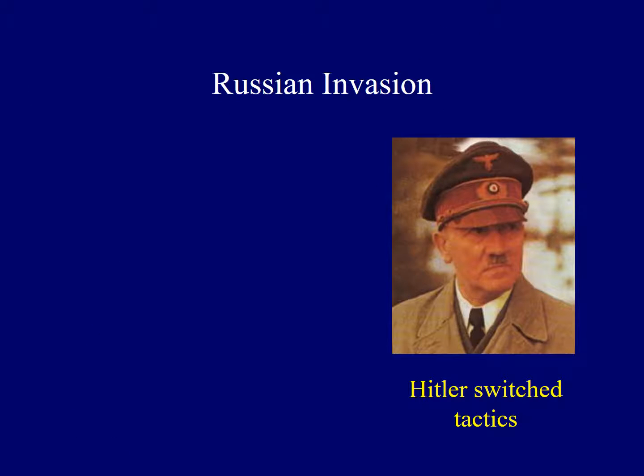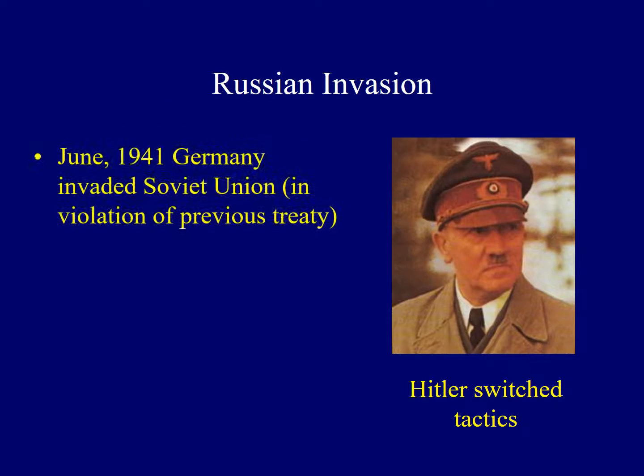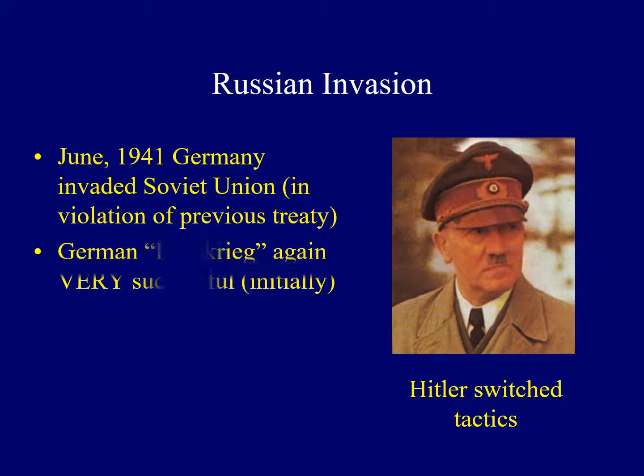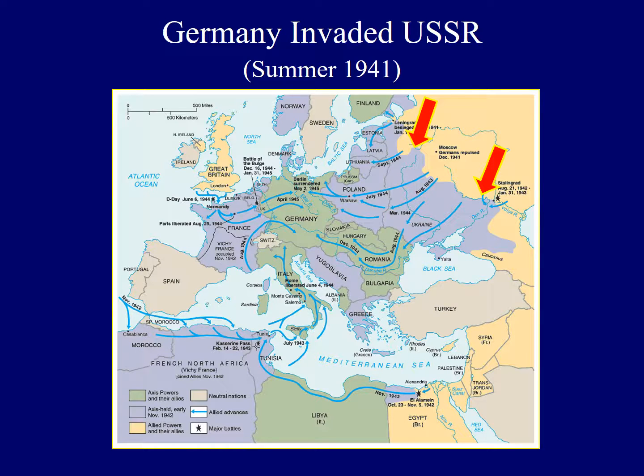In June of 1941, in complete violation of the Nazi-Soviet Pact, German forces invaded the Soviet Union. This German Blitzkrieg, once again, was very successful. Stalin was in denial for some time and did not establish defenses along his eastern border with Germany. German forces invaded, and you can see the extent of their invasion by 1942 with the arrows on this map.